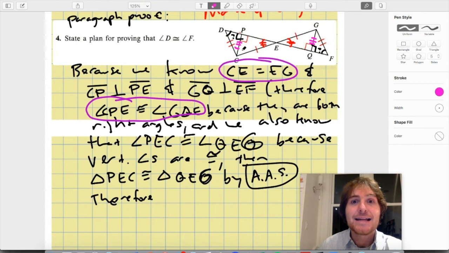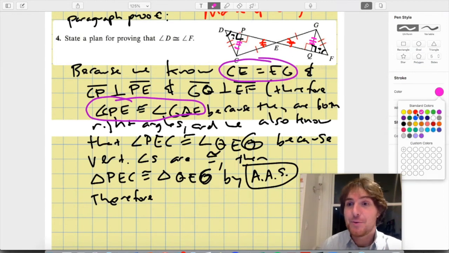Fantastic. And then I got, look at this, now I got HL. I got HL, right? I got a right triangle here. And then I got the hypotenuses are given to us as congruent. And this side congruent to that side. I'm good to go right there. Okay, so now I got to put that into words right here.